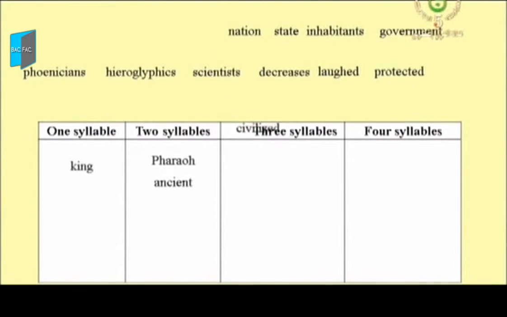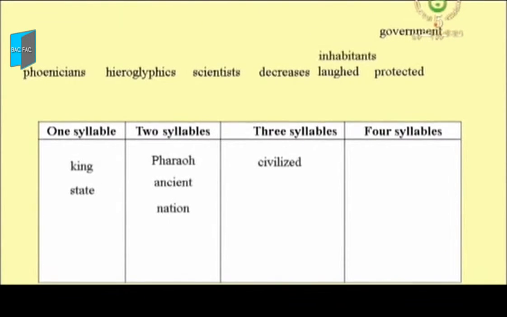State, only 1 syllable. Pay attention because the E at the end is not pronounced, so we just say state, 1 syllable. Inhabitants, how many syllables? Inhabitants. 4 syllables. Good. The next one. Government. 3 syllables. Right. Phoenicians. 3 syllables.